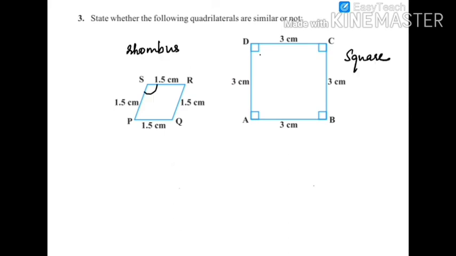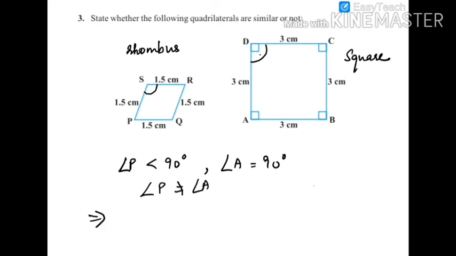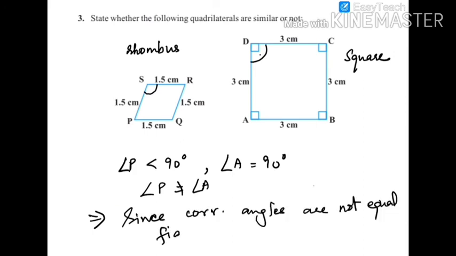Clearly, the angles are not equal. Angle P is less than 90 and angle A is equal to 90. So angle P is not equal to angle A. So this implies that the first condition is not met. The corresponding angles are not equal in these two figures. So we can say that since corresponding angles are not equal, figures are not similar.